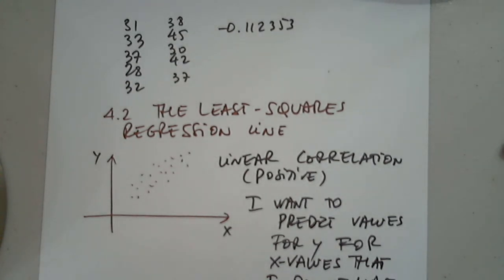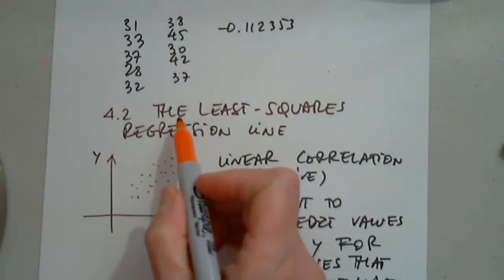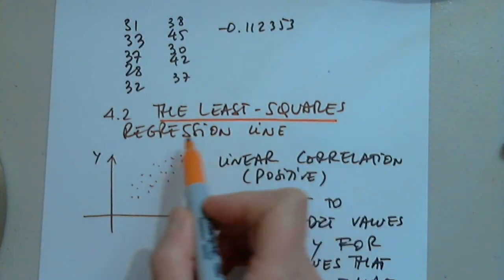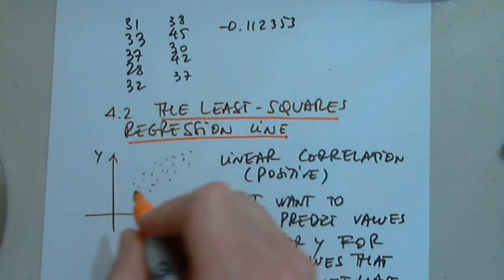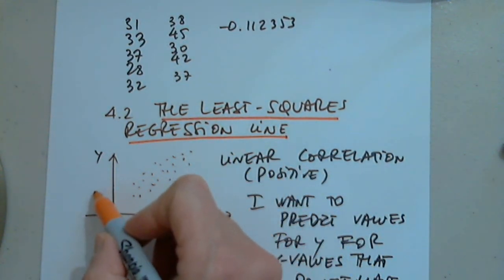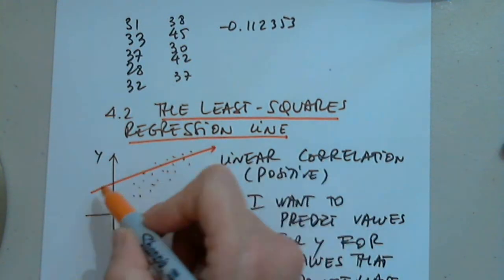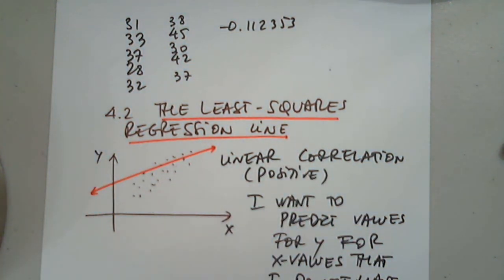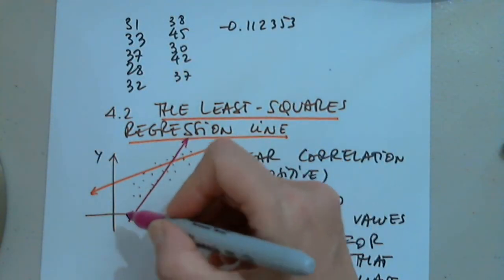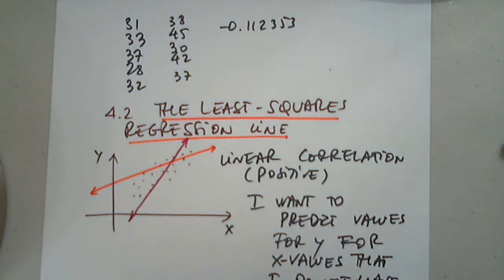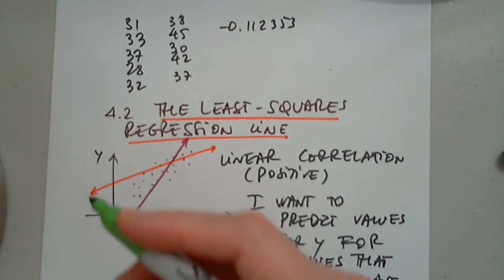So the question is, how can I do this? Well, we will find what is called the least squares regression line, which is a line. I'm going to draw a few of them. So I'm going to draw one line in orange, one line in purple or red, and the other one in green.